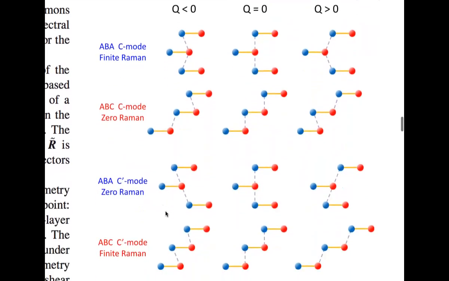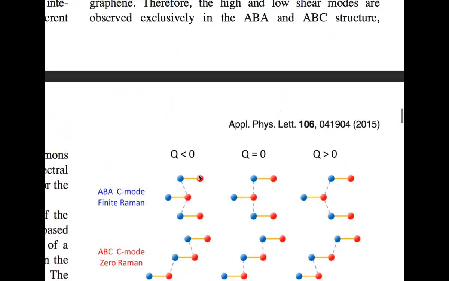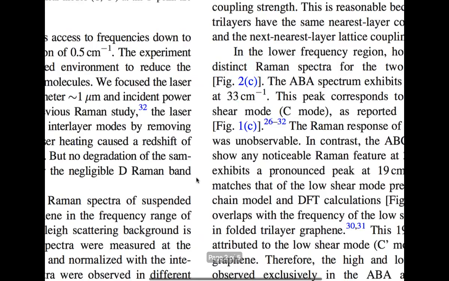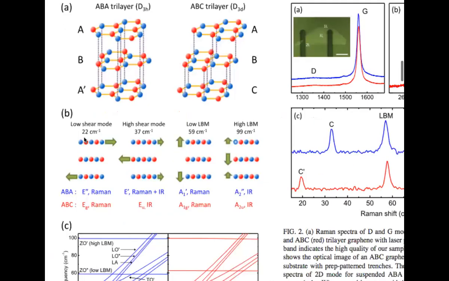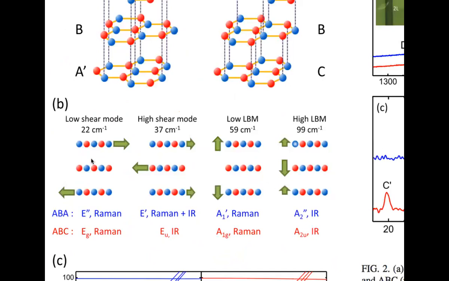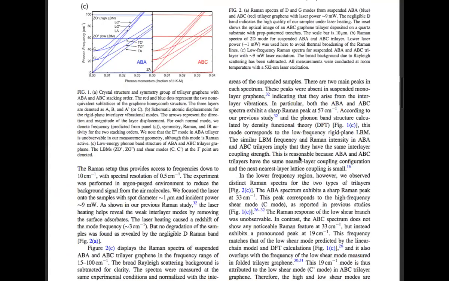Okay, now let's go to the lower energy mode. What is the lower energy one? The lower energy one is this. The middle layer does not move. The top and bottom layers move in opposite directions. Okay, so let's see how it does this.